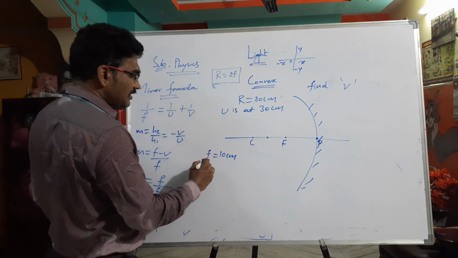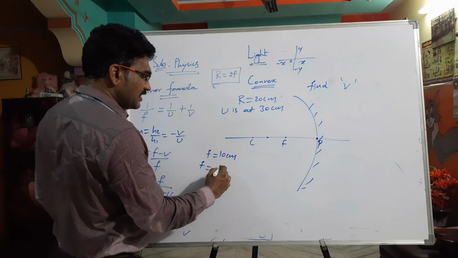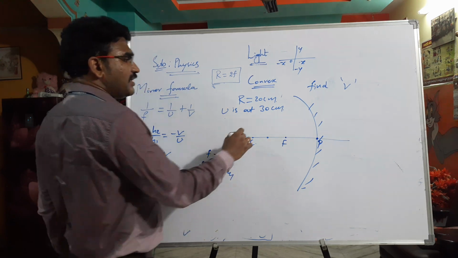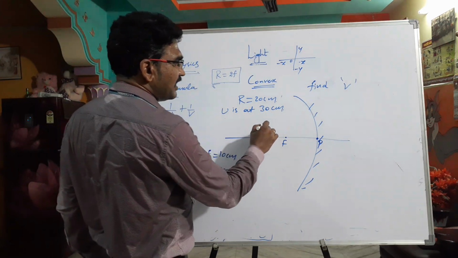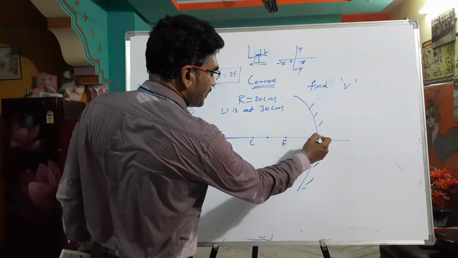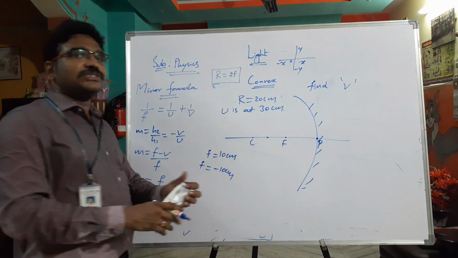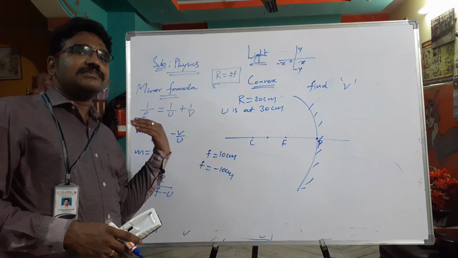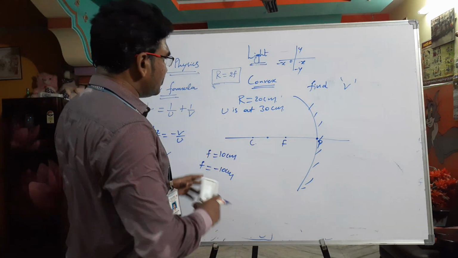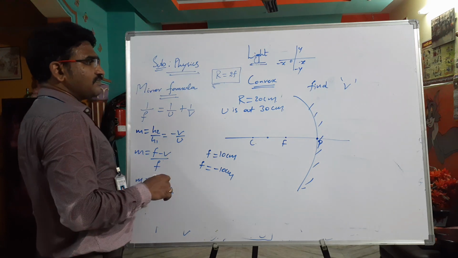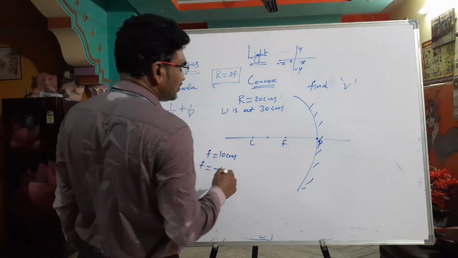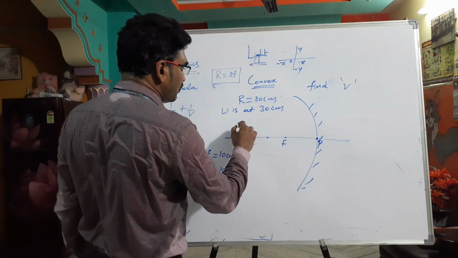Now is the focal length positive or negative? It is negative. Why is it negative? Because the object we are putting here, incident rays will move like that, but we are measuring in this direction. Any distances measured opposite to the direction of incident rays are negative. So focal length is negative, object also. Focal length is 10 centimeters, radius of curvature, and the object is definitely here.